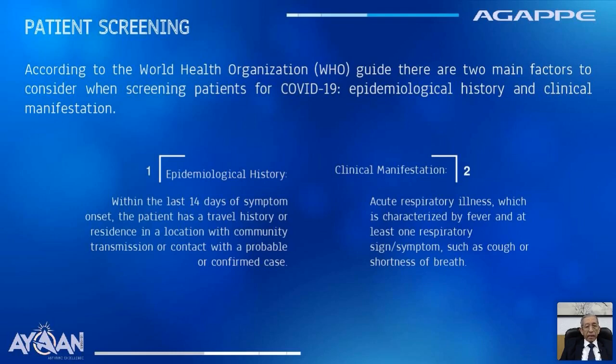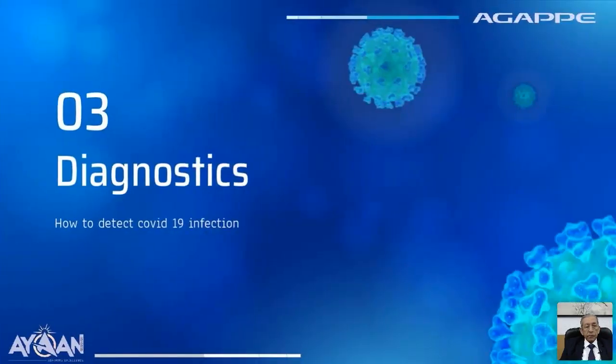And the clinical manifestation, that I had already described, is that there will be a respiratory illness characterized by fever and respiratory signs and symptoms such as cough and shortness of breath. And now we go to the diagnostic features, how to detect the infection, as well as the details of the laboratory technology.